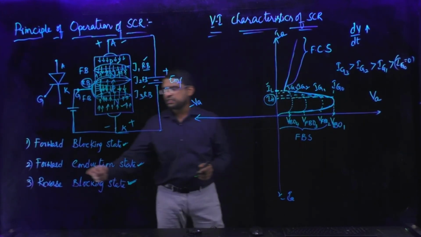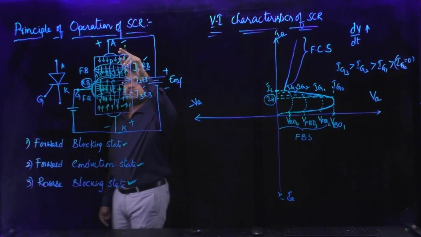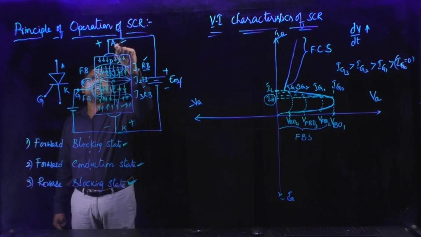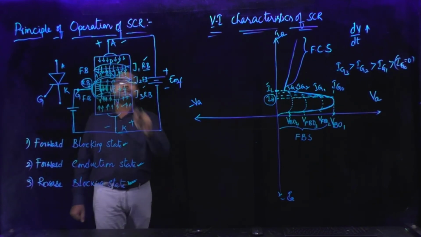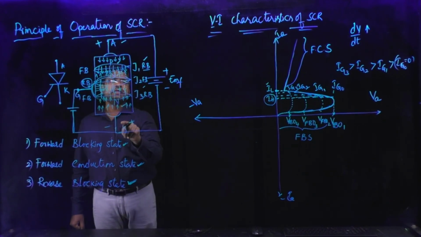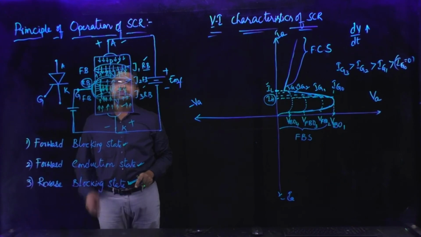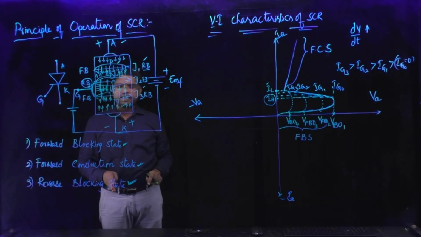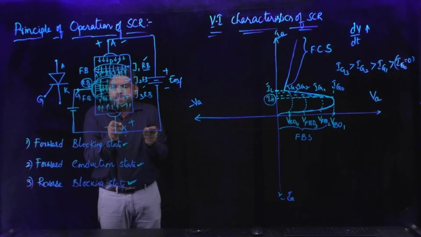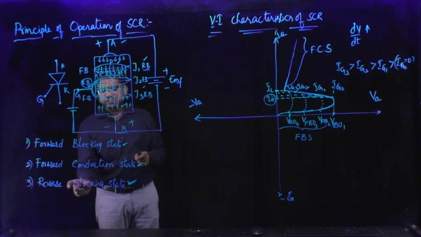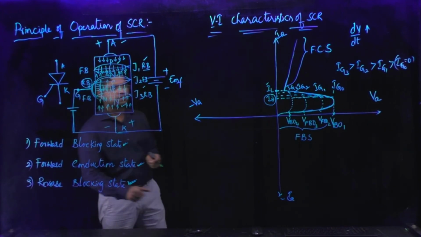Now let us consider the reverse bias condition. When the supply is reversed, that means the anode is made negative or the cathode is made positive with respect to the anode, then J1 and J3 are reverse biased and J2 is forward biased, so there is no flow of current through the device, which is called the blocking state. So during reverse bias, the SCR is in the blocking state. That means the SCR is in the off state. That is why this is called the reverse blocking state.